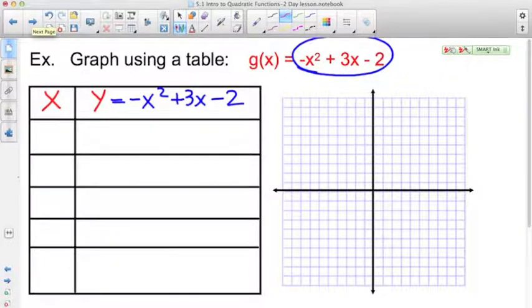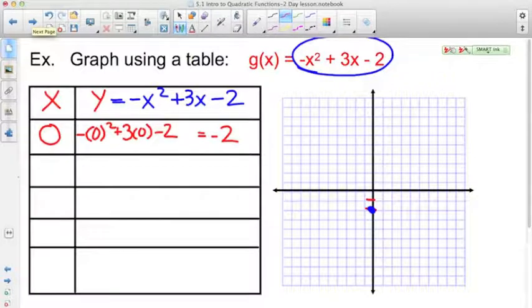So let's go ahead and substitute 0 into the blue equation. So it's going to be negative 0 squared plus 3 times 0 minus 2. Well, the first term will be 0, the second term will be 0, and then we're left with negative 2. So when we graph that ordered pair, it's going to be over 0 and then down 2. So there's our first ordered pair.